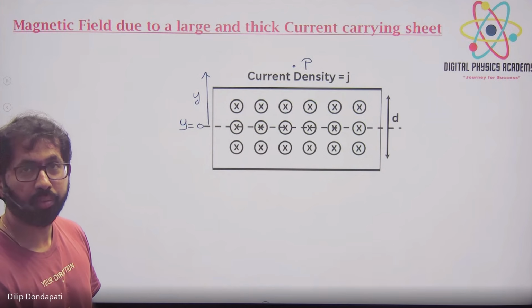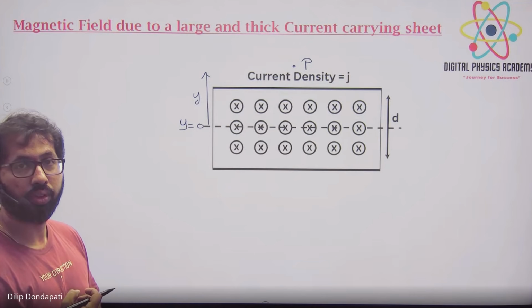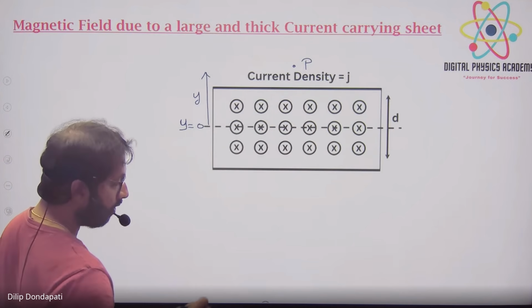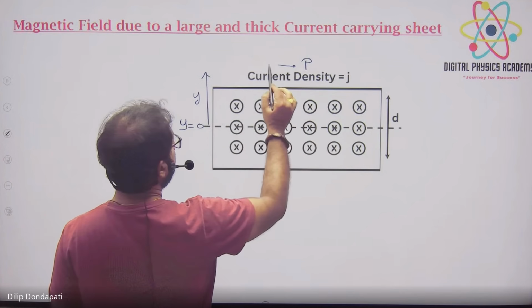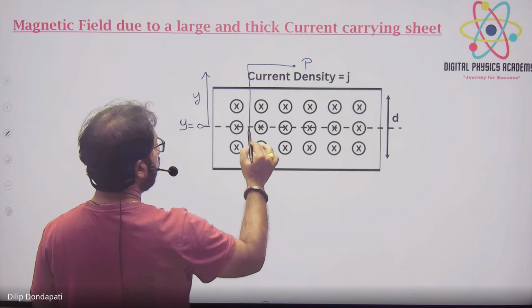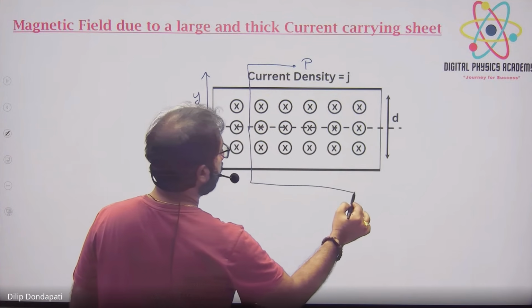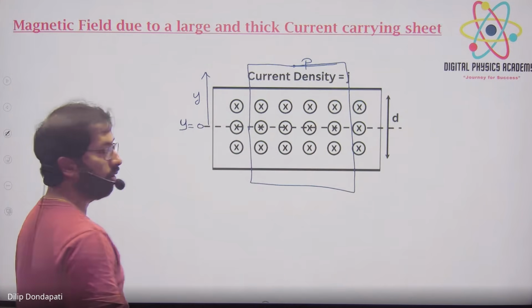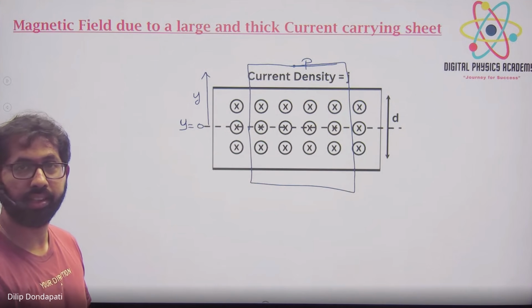What is the first step? We want to draw the Ampere's loop. Any shape we can draw. I am drawing a rectangle shape, taking outside to outside. This is Ampere's loop, the same thing as we did for the solenoid.